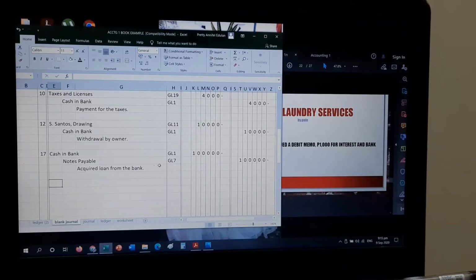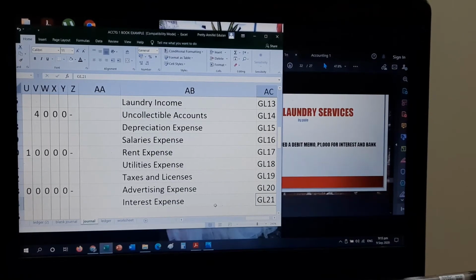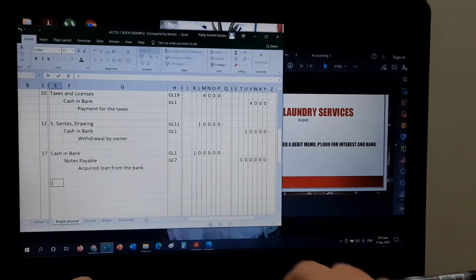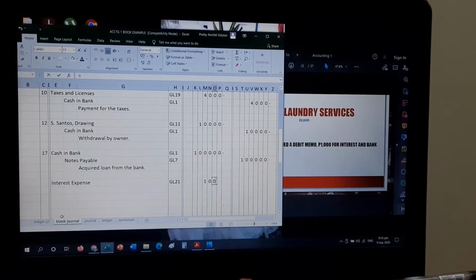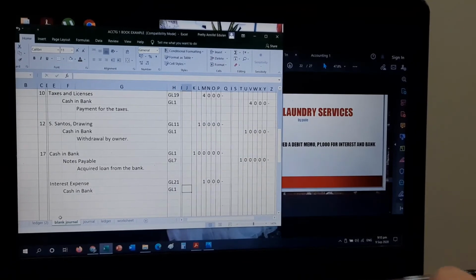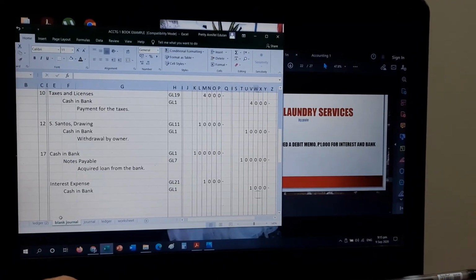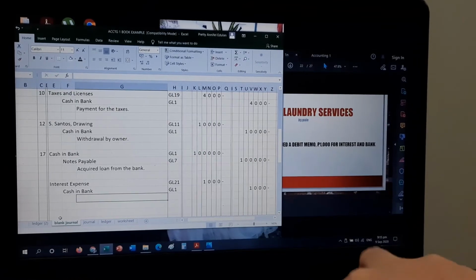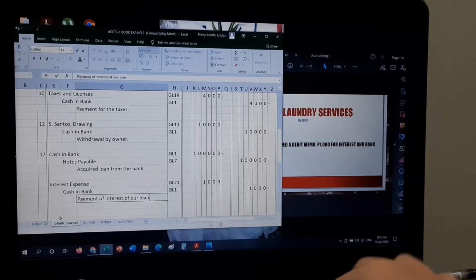Since we are paying for the interest, that is interest expense. Look at the chart of accounts, that's interest expense, GL 21. How much was the interest? That was 1,000. Since we paid for it, that is cash in bank, GL1, 1,000. Payment of interest of our loan.